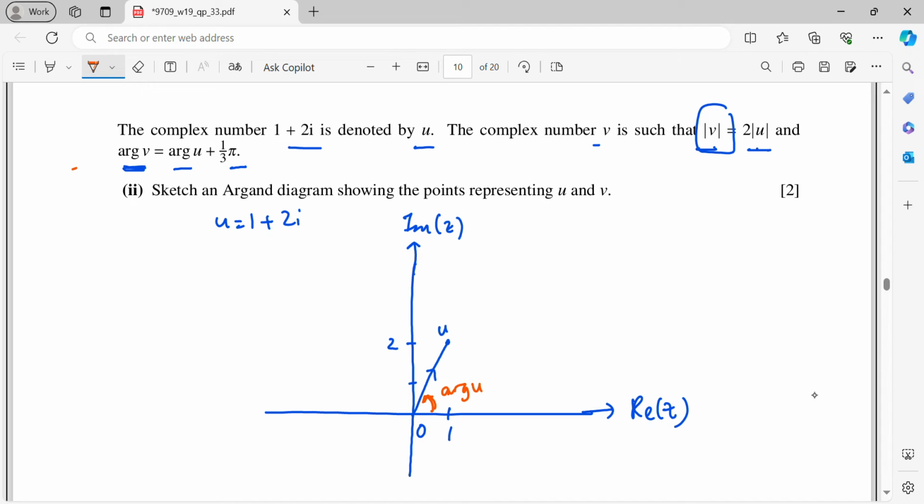I need to add 1 over 3 pi. So 1 over 3 pi means it is 60 degrees, right? You just add another 60 degrees. That means probably it's like this. Okay, here is pi over 3. And then the length is double the length of U. So double probably is up to here. So this is your V, complex number. Right, so done for this part.